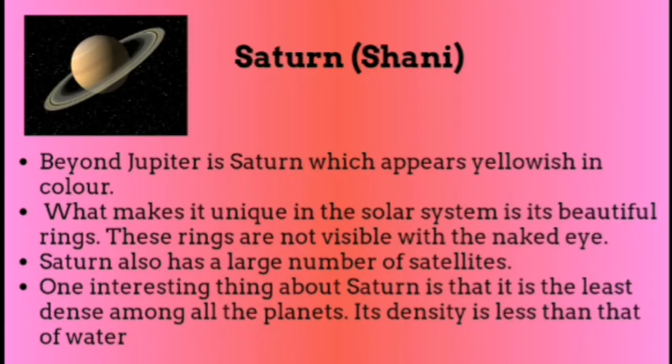Another planet is Saturn, the beautiful planet. Shani. Behind Jupiter is Saturn, which appears yellowish in color. What makes it unique in the solar system is its beautiful rings. These rings are not visible with the naked eye. Saturn also has a large number of satellites. One interesting thing about Saturn is that it is the least dense among all the planets. Its density is even less than that of water.